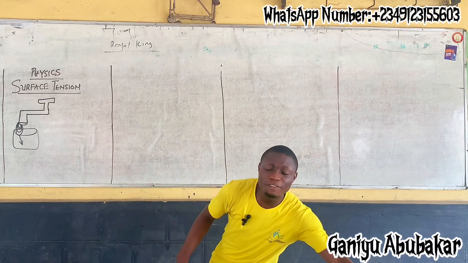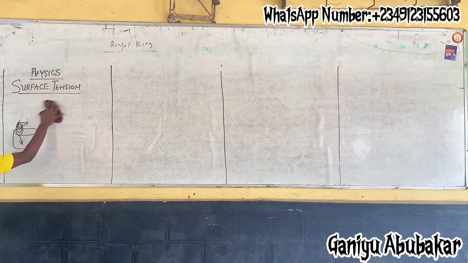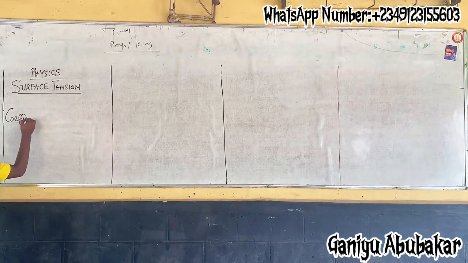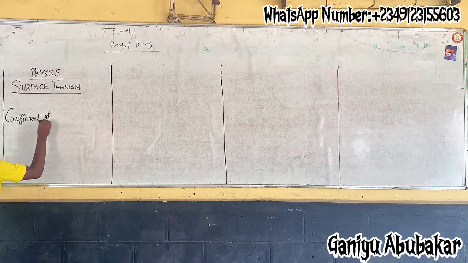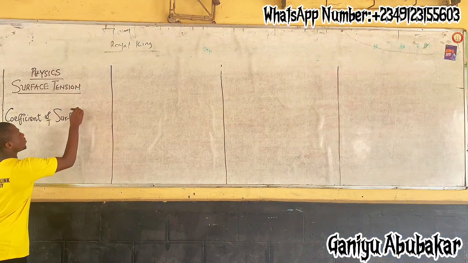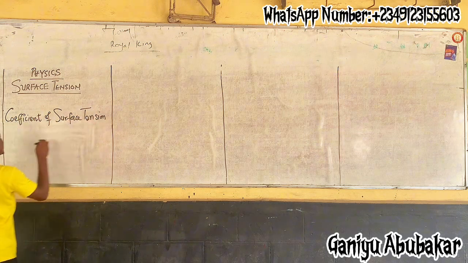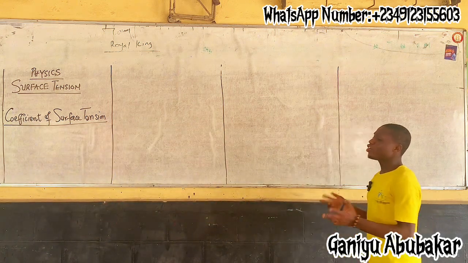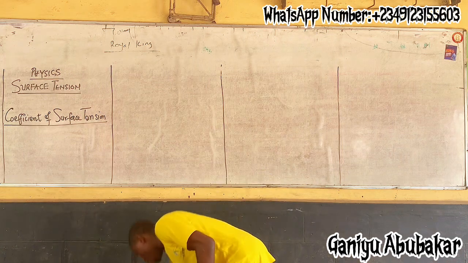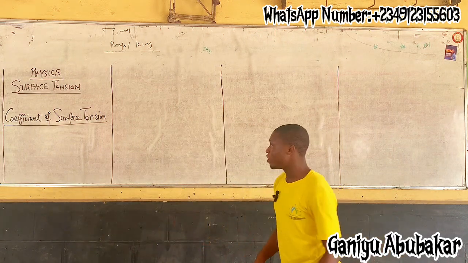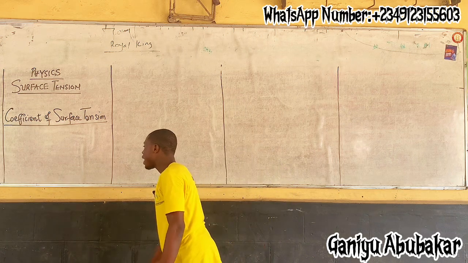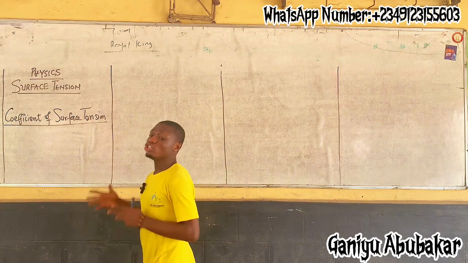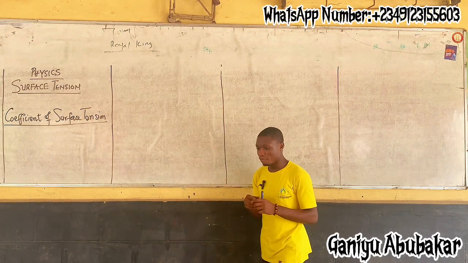Let's look at the scientific definition: the coefficient of surface tension. This is the ratio of the force acting per unit length of a fluid. Per unit length of a fluid.